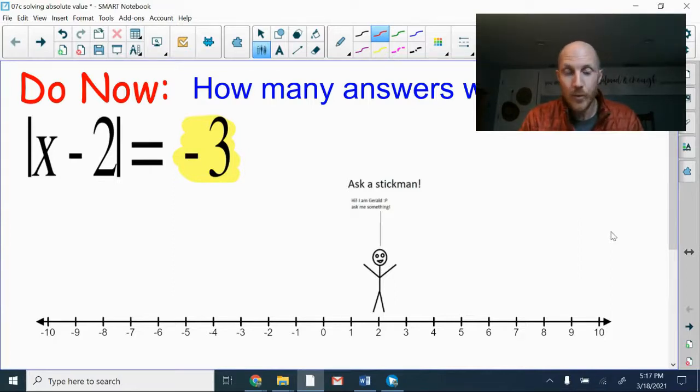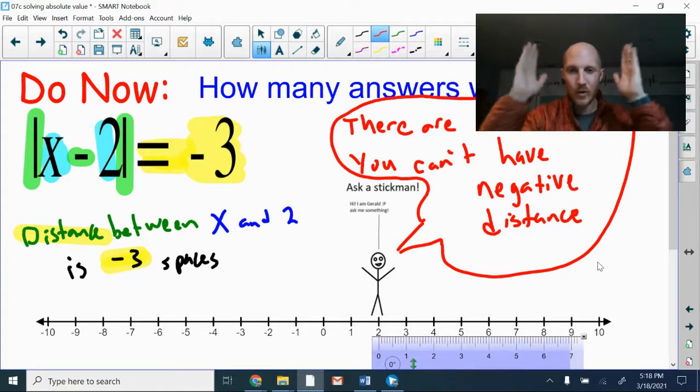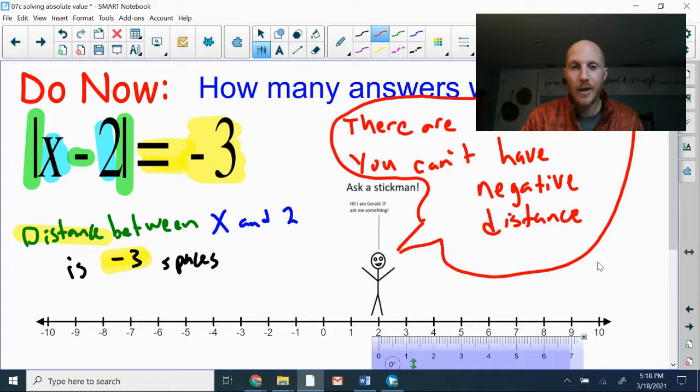How many answers will there be to this absolute value equation? Absolute value of x minus 2 equals -3. If we translate that absolute value statement, it basically means the distance. Absolute value always means distance. So the distance between those two numbers inside the symbol, x and 2, is -3 spaces. And we cannot have a negative distance.